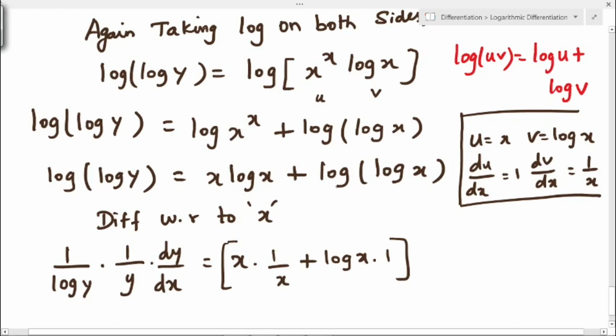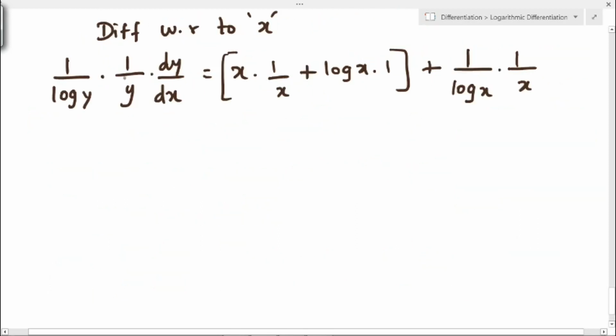Now we move on to the second term, log of log x. First we differentiate the first log term, so log of log x differentiation is 1 divided by log x, into the differentiation of the second term, log x, which is 1 by x. So log of log x differentiation is 1 by log x into 1 by x. So here we have 1 by y into 1 by log y, that is 1 by y log y, into dy by dx equal to, and here this x will get cancelled.